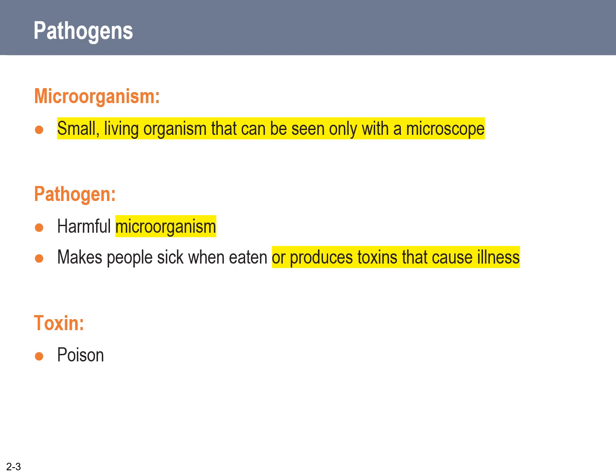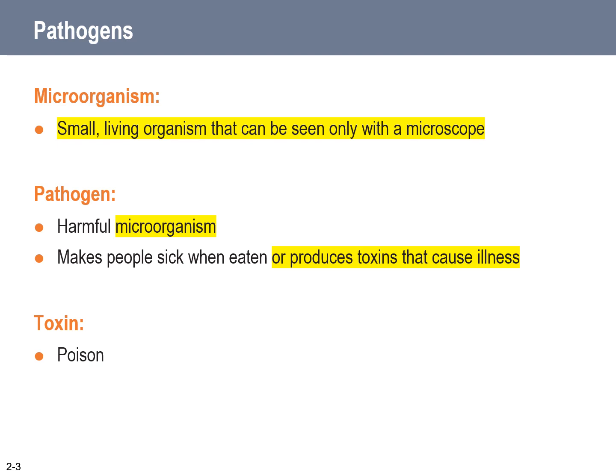Pathogens are microorganisms, and these microorganisms are small living organisms that can only be seen with a microscope. They're so tiny that you need a microscope. Even if you have billions and billions of these microorganisms, you will still need a microscope because they're still so tiny. So what is a pathogen?